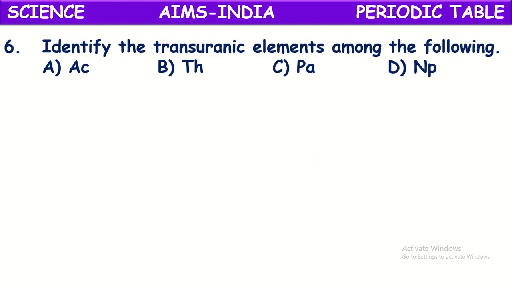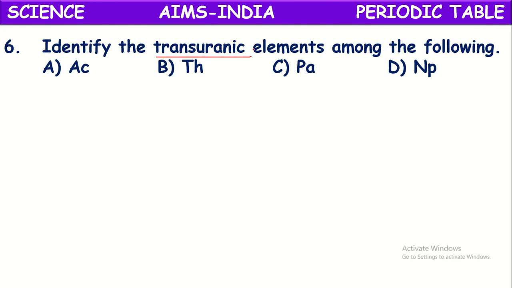Next, identify the transuranic elements among the following. Transuranic means the elements which are after the uranium in the periodic table. The elements with greater atomic numbers than uranium are called transuranic elements.